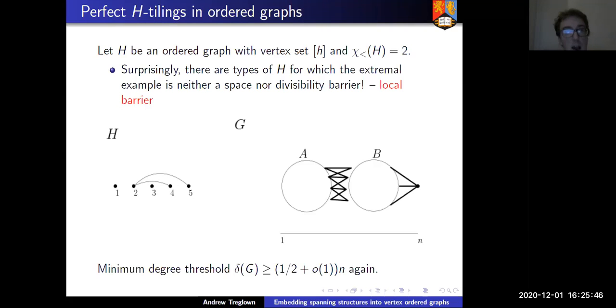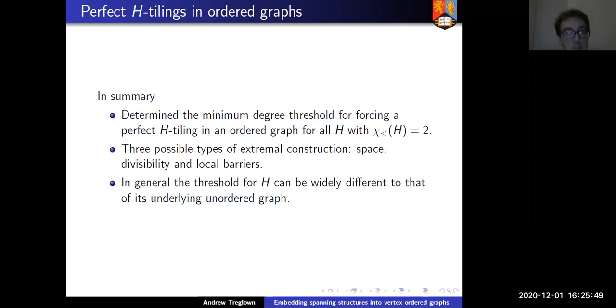Okay, I haven't stated to you the precise theorem because I don't want you to get bogged down with technicalities, but in summary, we determine the minimum degree threshold for forcing a perfect H tiling for all ordered graphs H with interchromatic number 2, and three things can happen: a space barrier, a divisibility barrier, or a local barrier. Those are the extremal constructions. Again, just to emphasize, in general, these minimum degree thresholds can be wildly different to that of the underlying unordered graph. Just because the threshold for the underlying graph is whatever, the gap can be absolutely massive.